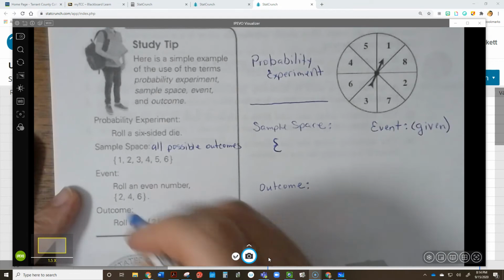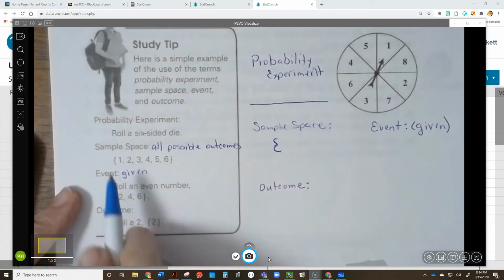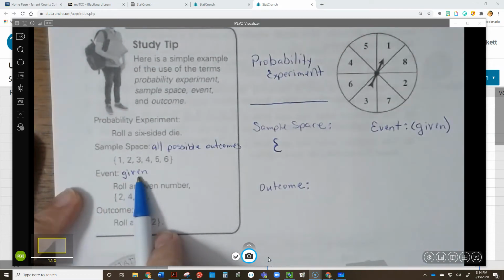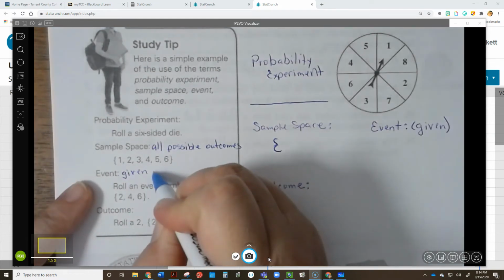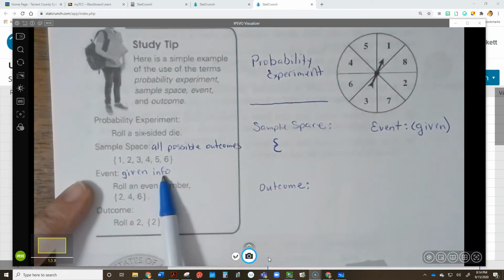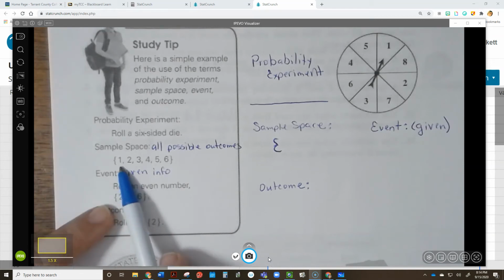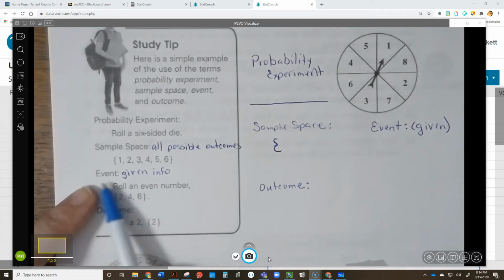An event, this is going to be given. In other words, you don't have to try to figure out what the event is. They're going to tell you the event. This is always given information, because they're going to tell you what they're interested in seeing happen. They're going to say the event they're interested in is rolling an even number. An even number from this list of numbers is rolling a 2, a 4, or a 6. Or the event could be something as simple as rolling a 5.